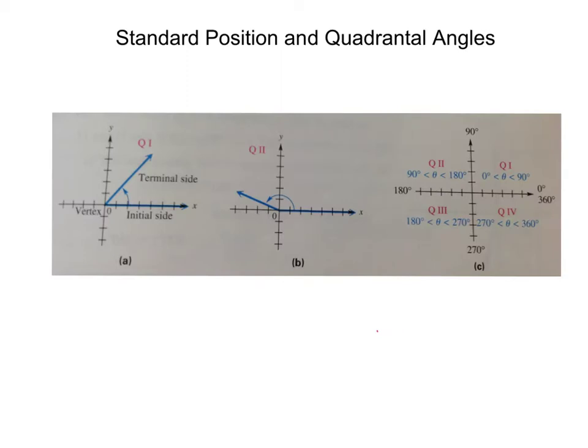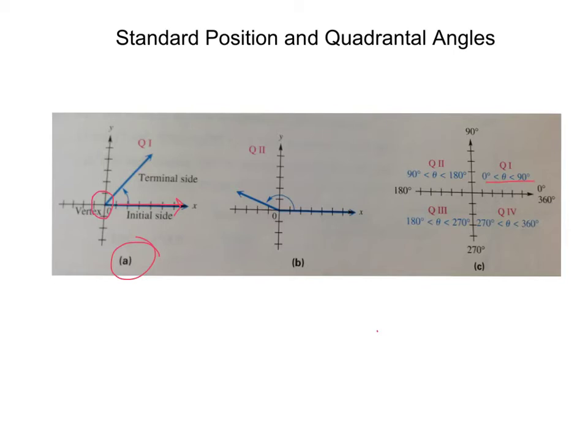As soon as we place an angle on a coordinate plane, it's now called standard position. What we're looking for is for the vertex of the angle to be located at the origin. The initial side of the angle, meaning the side that we're going to start our measurement from, is aligned along the positive x-axis. The terminal side of the angle can be located anywhere else. So angle A here is a quadrant 1 angle. That means that it's between 0 and 90 degrees.